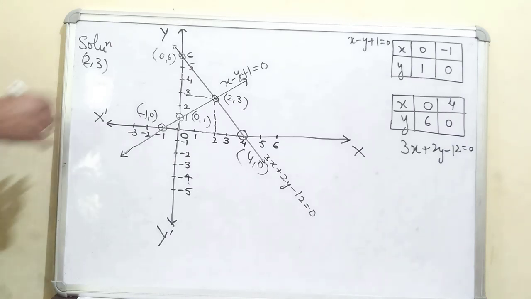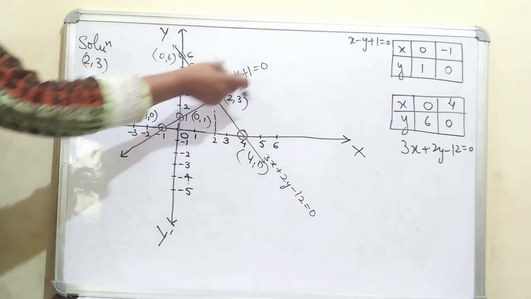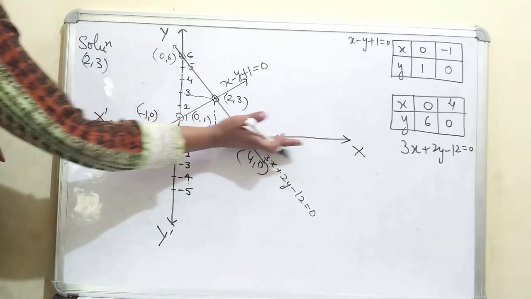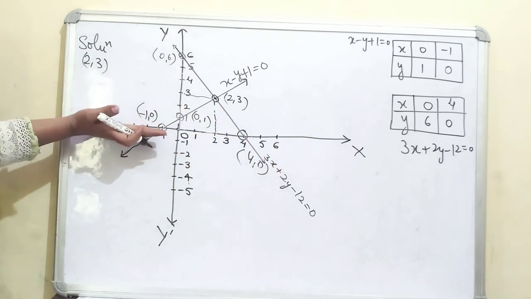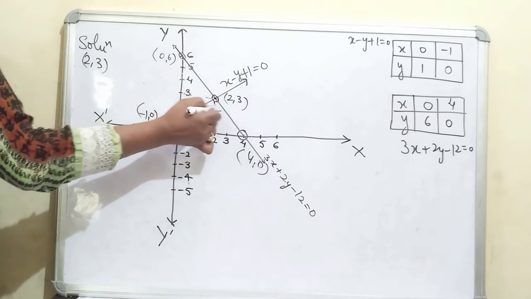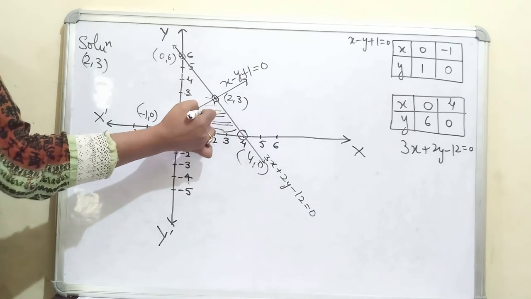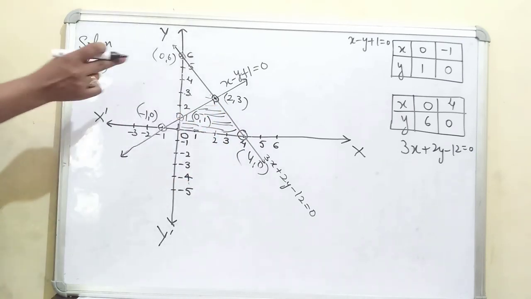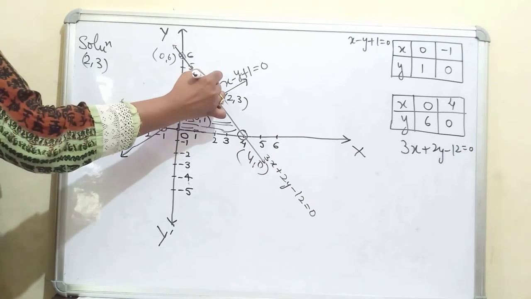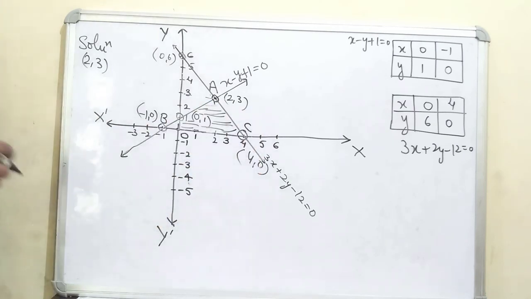But he wants us to write the vertices of the triangle formed by these two lines and the x-axis. So this is the x-axis, these two are the lines, and the triangle formed is this triangle. I've just shaded it for you so that you can see it easily. Okay, and I just give the names to the triangle as A, B and C. So ABC is the required triangle.